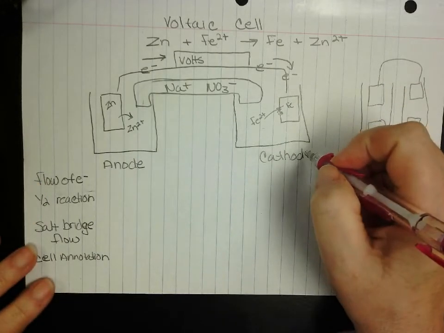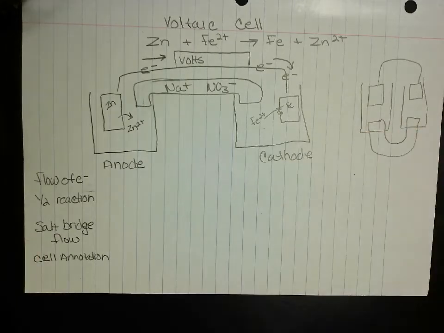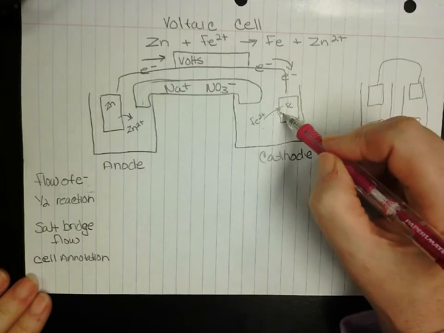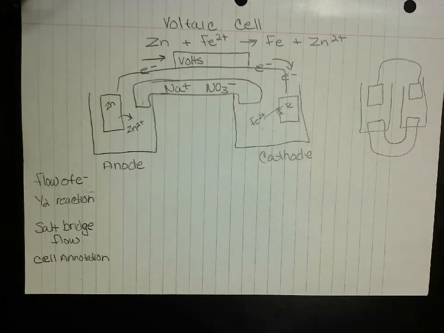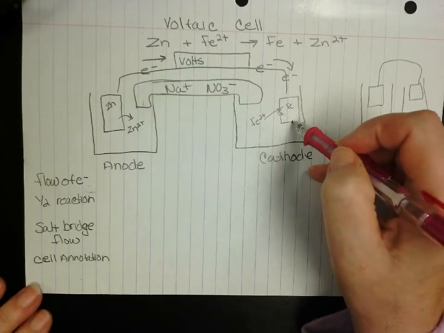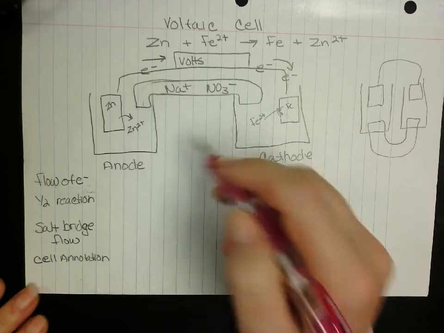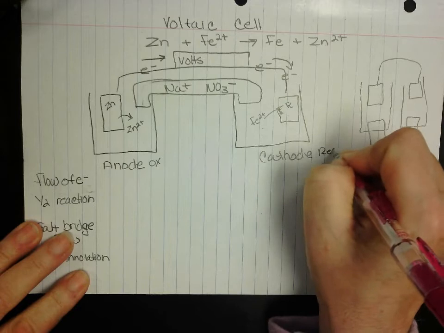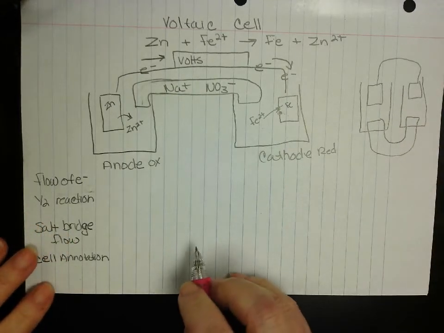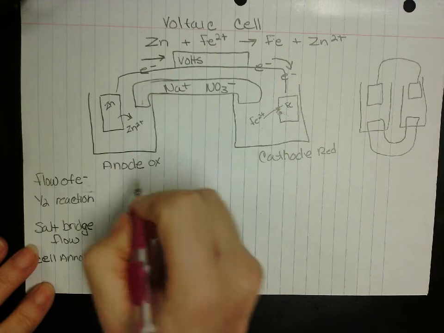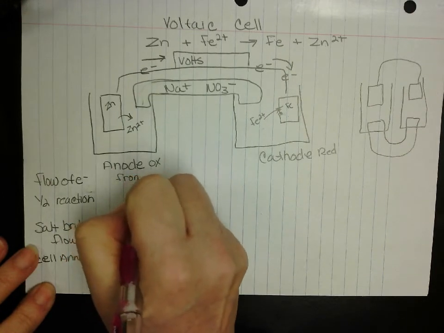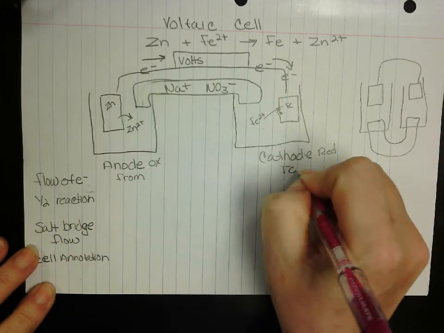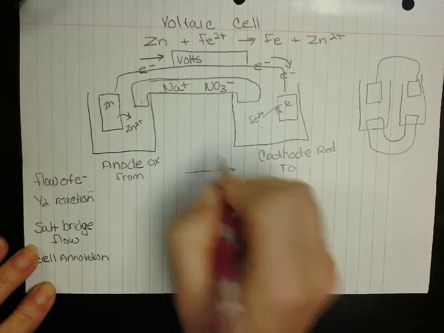And so cathode is where our reduction happens. Cathode, reduction, and product. We're making that metal there. And reduction is gain of electrons, so we're gaining electrons. Oxidation is loss. Here's my oxidation. So anode oxidation, cathode reduction. And so my flow of electrons is going from the anode to the cathode. Okay, we can see that.